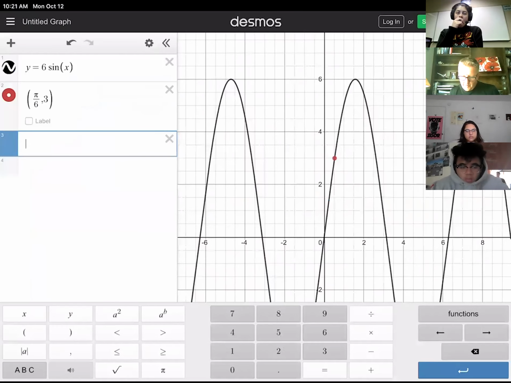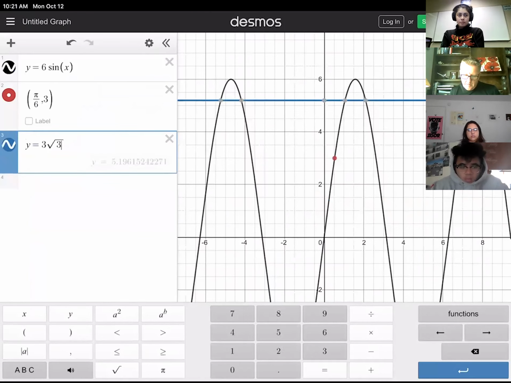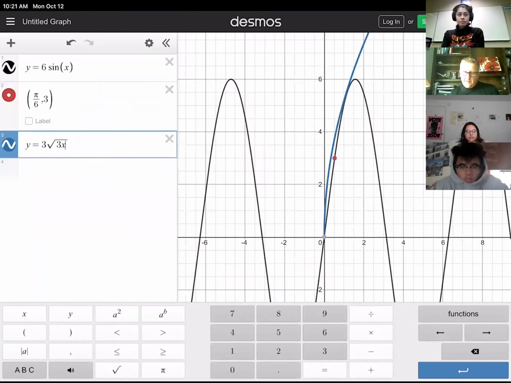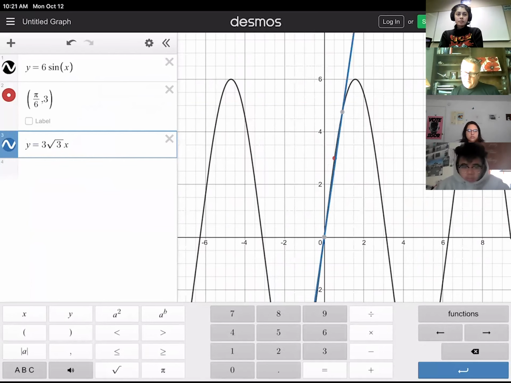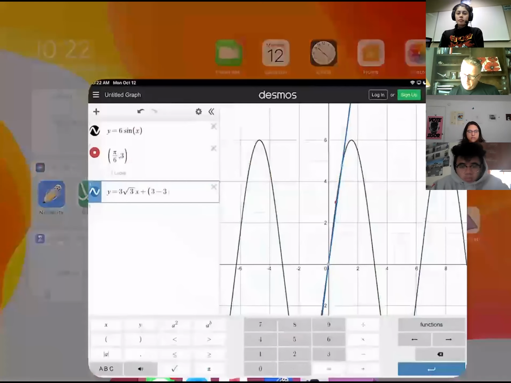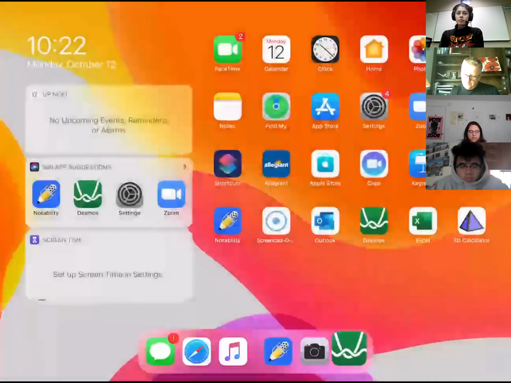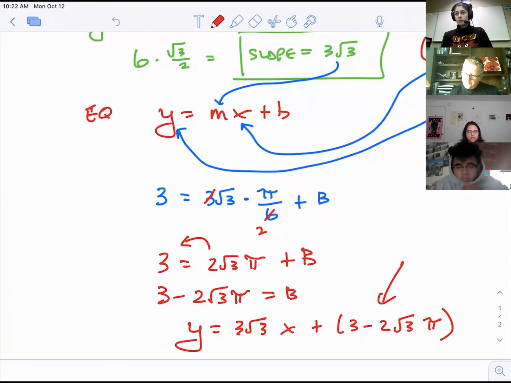So I said that the tangent line would be 3 square root of 3 times x. Notice that x is inside the square root. I don't want the x inside the square root, so that was a mistake. I got to get outside of it. There, now it's outside. And then it was plus my b value, which I think is 3 minus... was it square root 2? I have such a bad memory. Was it 2 square root 3 or 3 square root 2? I don't remember. It's 2 square root 3.